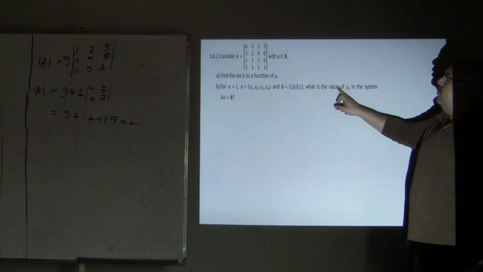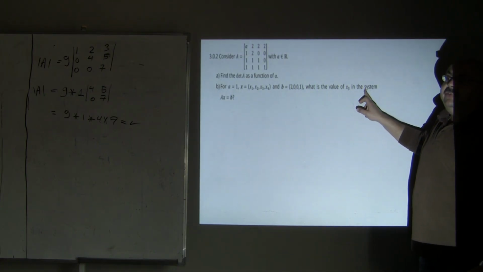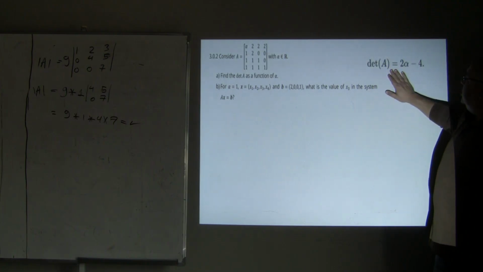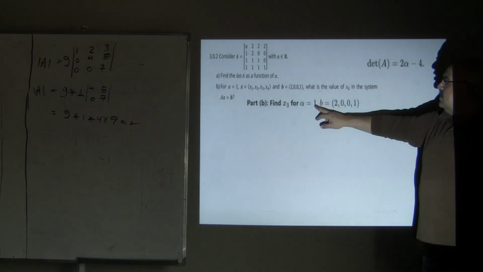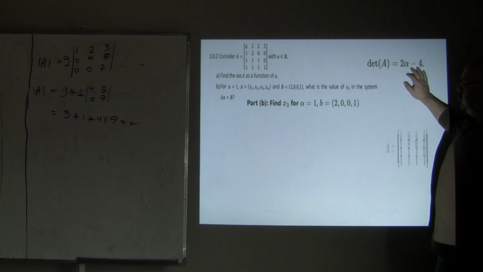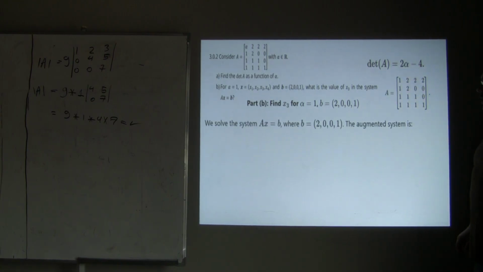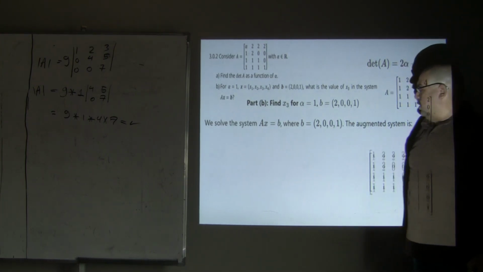And what is the value of x3? What's the value of x3? You can do it using Cramer's rule. Okay, here we go. That's the determinant. Using alpha equal to 1, I will make a substitution. This is the determinant that I want to evaluate. I'm talking about the system Ax equal to b.